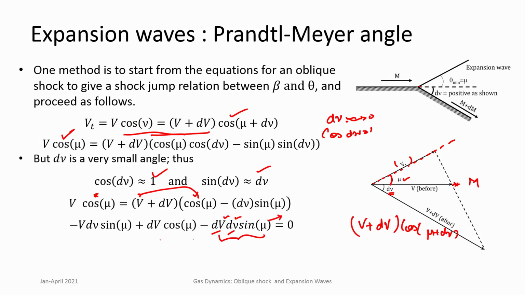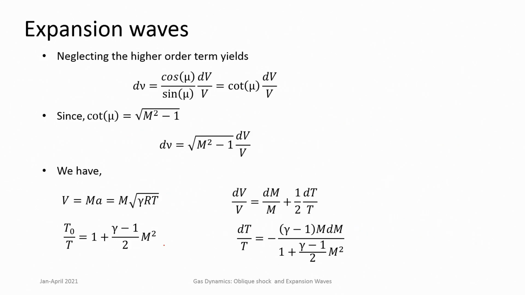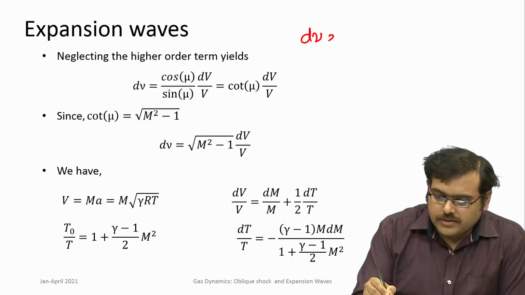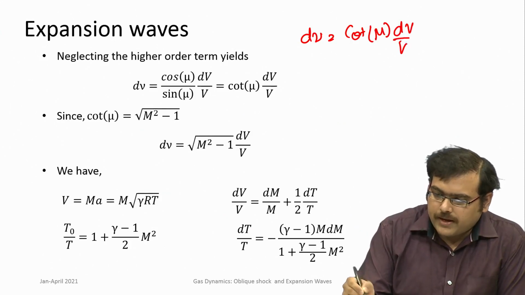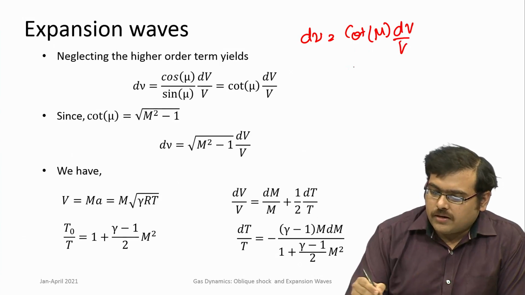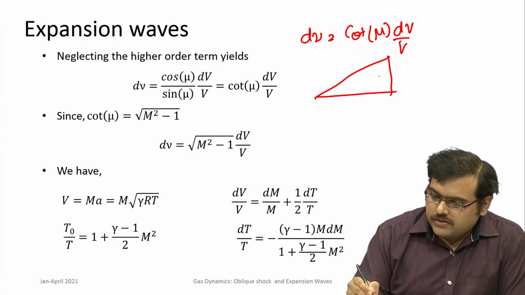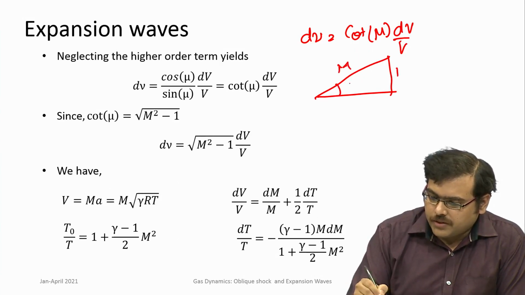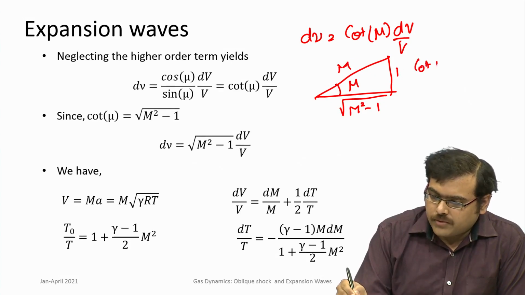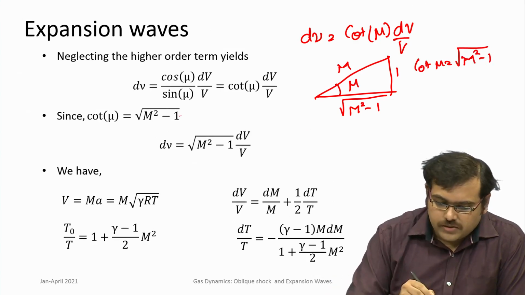So if you then write down this equation, what you get is d nu is equal to cot mu dv by v. Okay, so this is the equation. So what is cot mu? You can draw the angles. So this is what is mu. Mu is sine inverse 1 by m. So this side is square root of m square minus 1. So cot mu is square root of m square minus 1. So that is given here.